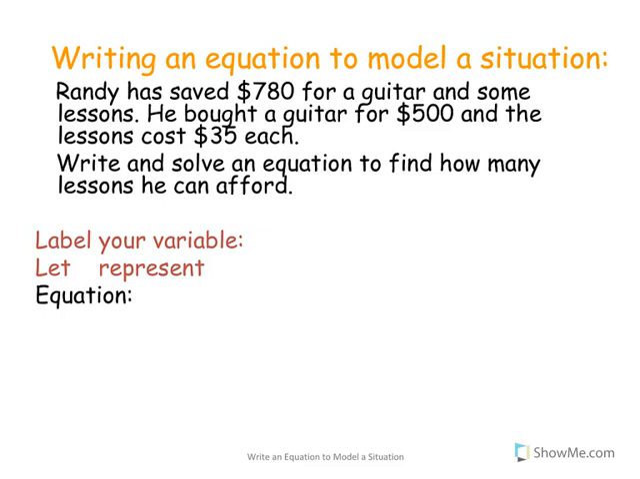Let's look at this one. Randy has saved $780 for a guitar and some lessons. Here's a hint. We don't know how many lessons. That's probably going to be our variable. He bought a guitar for $500 and those lessons cost $35 each. Write and solve an equation to find how many lessons he can afford. Okay. Let X represent the amount of lessons.